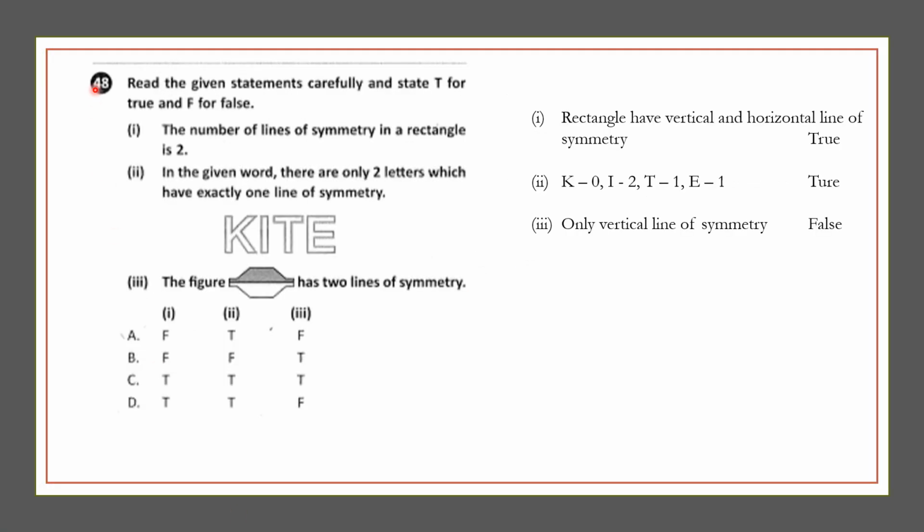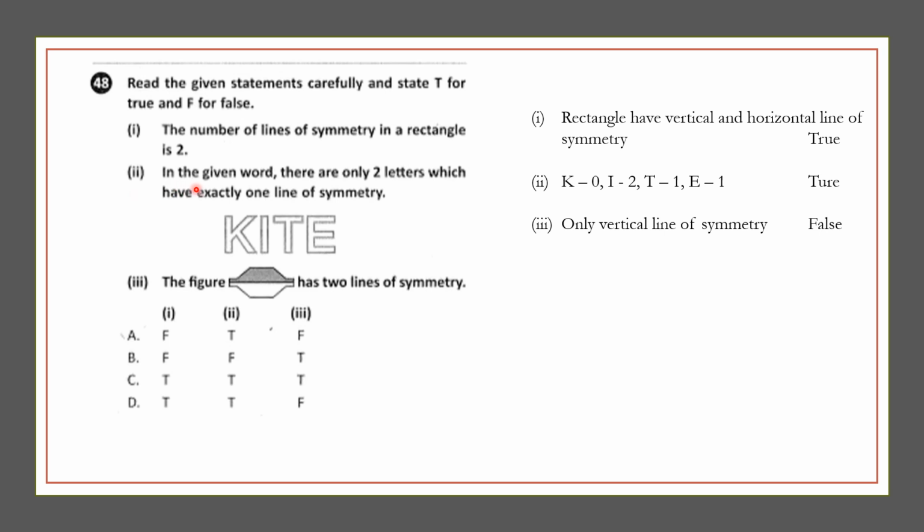Question number 48. Read the given statement carefully and state T for true and F for false. 1. The number of lines of symmetry in a rectangle is 2. So rectangle is having vertical line of symmetry and horizontal line of symmetry. So this statement is true.